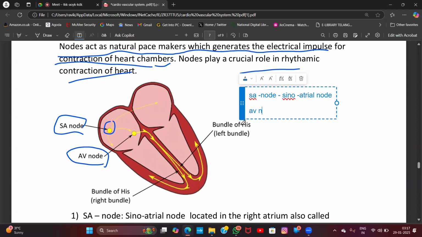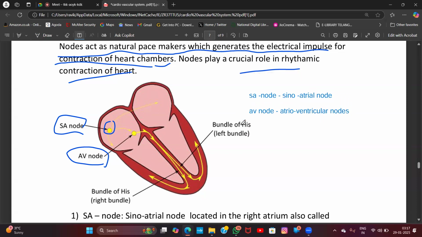Next, AV node. What is AV node? Atrioventricular node. These nodes help in sending the electrical impulses to the entire heart. They receive the electricity from the brain and send it, which helps in contraction of the heart.